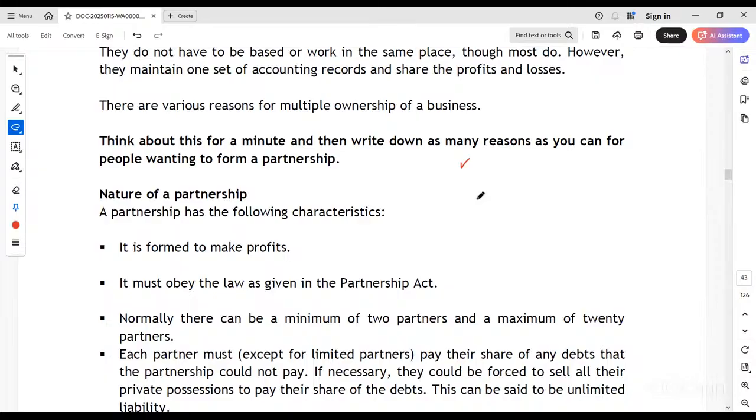Members, reasons for partnership businesses. Why would you go in for a partnership business? Realize more profits. We can say realize more profits. There are some main reasons as to why people go in for partnership business, even around the profits.